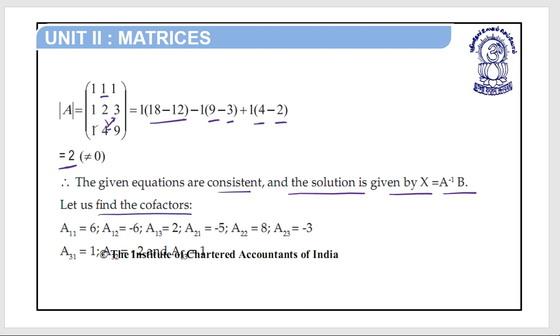Let us find the cofactors. For cofactors, A11, first row, first column: 2 9s are 18, minus 4 3s are 12. For A11, it is minus 1 raised to 1 plus 1 times the determinant [2, 3; 4, 9]. So the answer is 6. For A12, first row, second column, [1, 3; 1, 9], minus 1 raised to 1 plus 2.